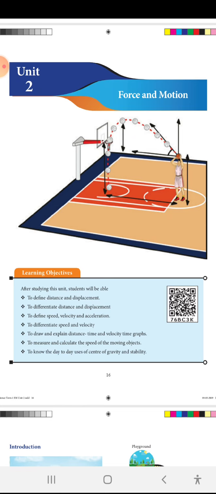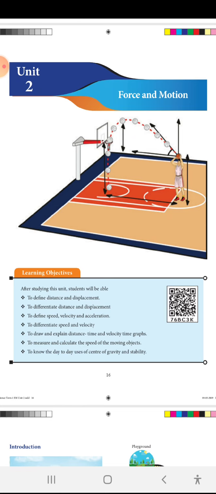The second unit is force and motion. See the second part, motion. Motion means moving an object from place to place. Moving an object from place to place is called displacement.